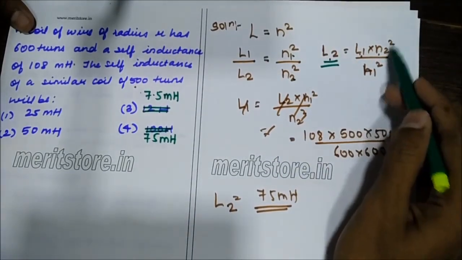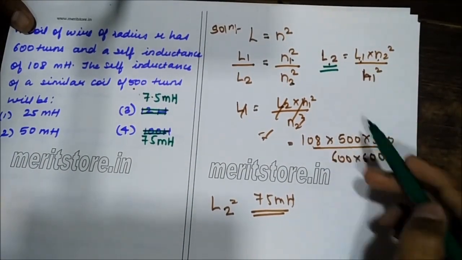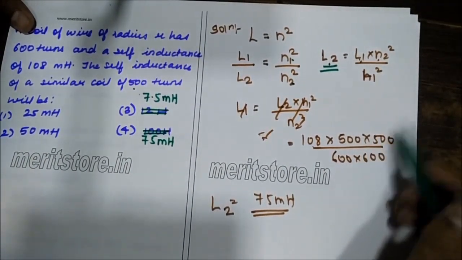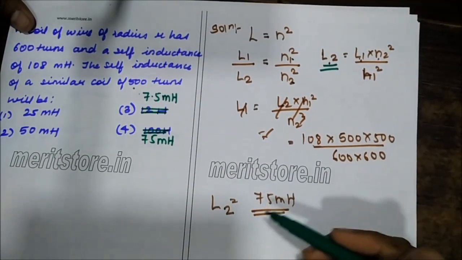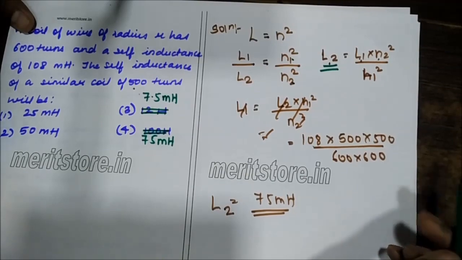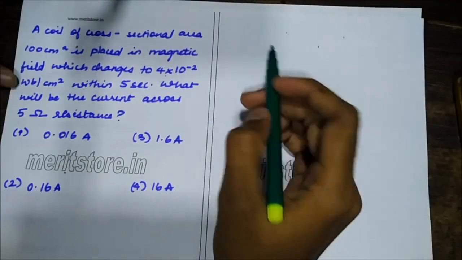L2 equals L1 into N2 square upon N1 square. Substituting the values, where L1 is 108, N2 is 500 square, that becomes 500 into 500, upon N1 square, that is 600 into 600. The total answer comes out to be 75 millihenry. So option 4 is the correct option. We have the next question.